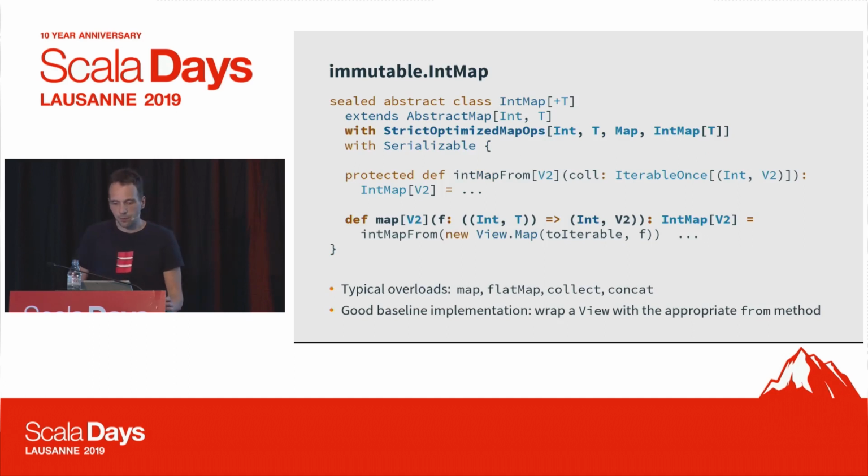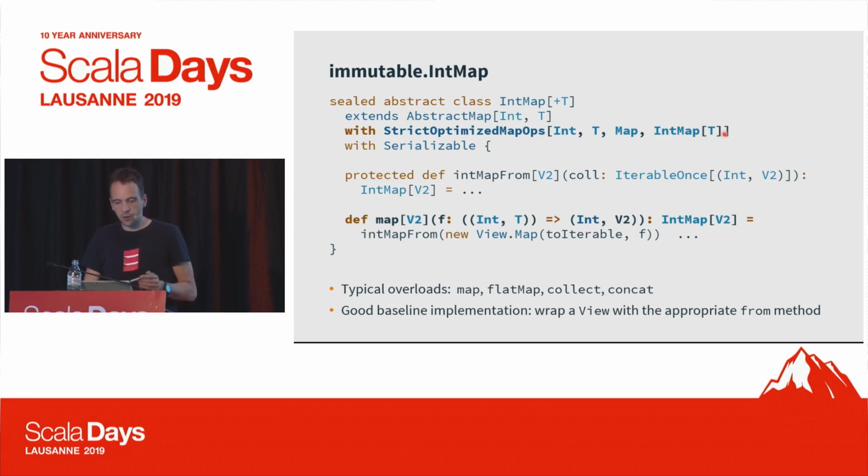Here in IntMap, we can see it extends strict optimized map ops of Int, T, Map, IntMap of T. So of course we have the same problem again with the default trait. We have to implement our 3 factory methods. I'm not showing them here.